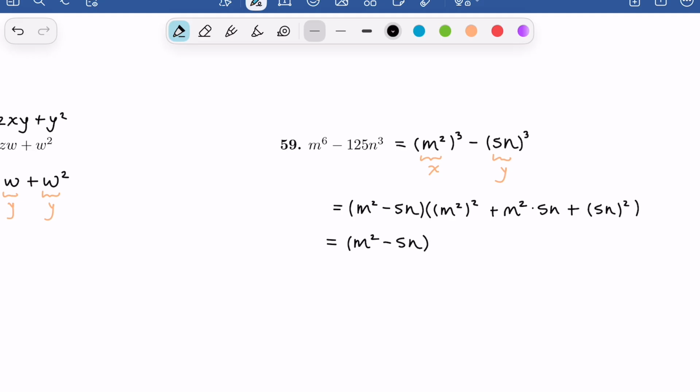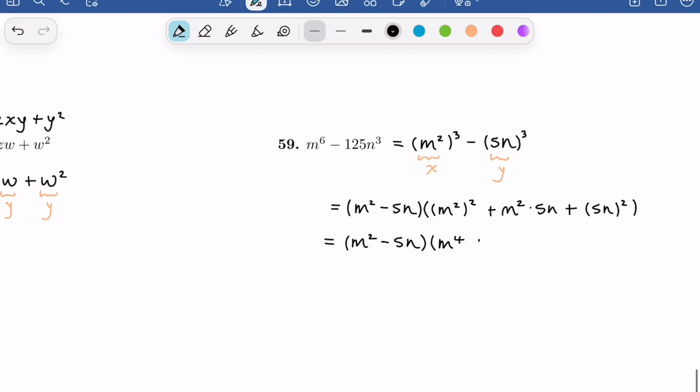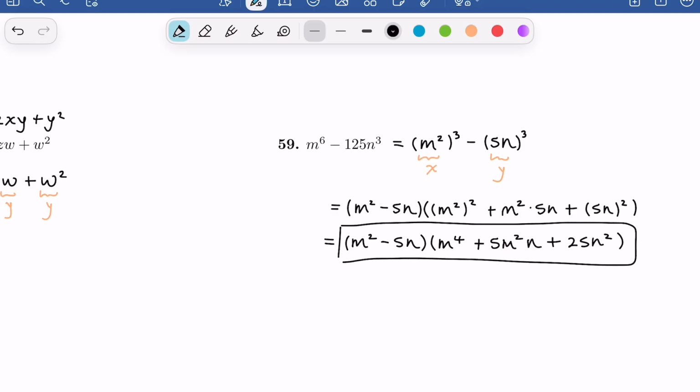We know m squared squared is going to be m to the fourth power using our exponent rules. Then here, we're just going to rewrite this as 5m squared n. And then 5n squared is going to be 25n squared, again using our exponent rules. We can't simplify this one any further, so this would be our final answer.